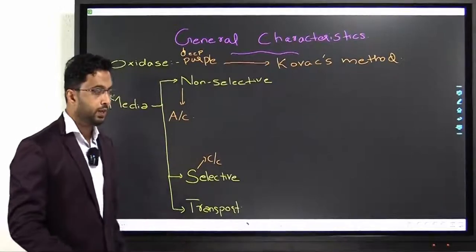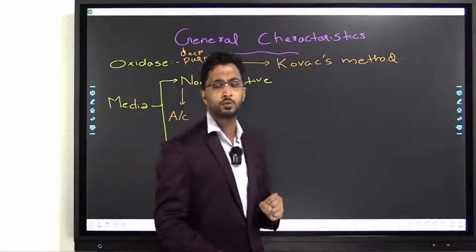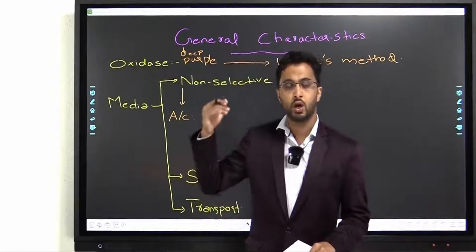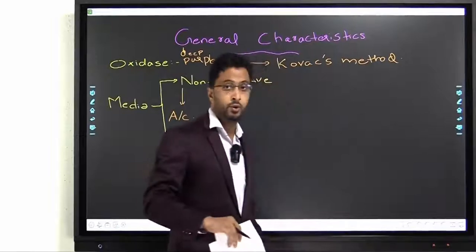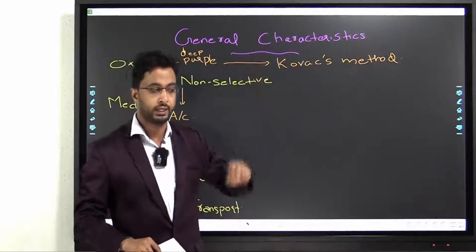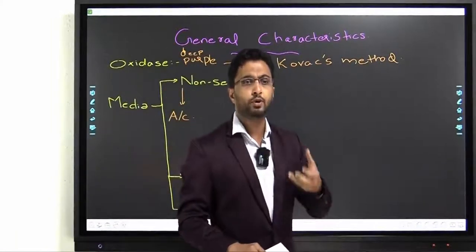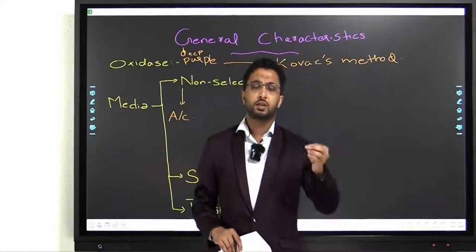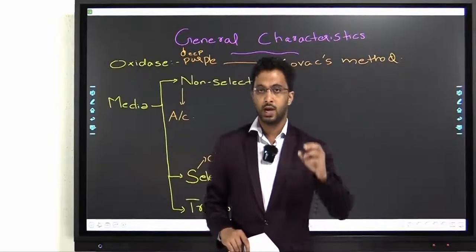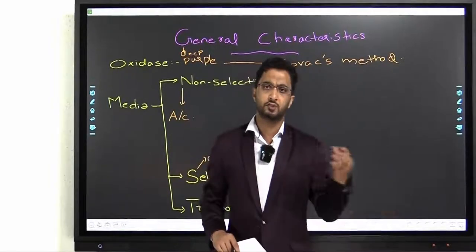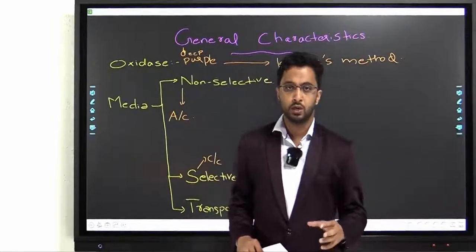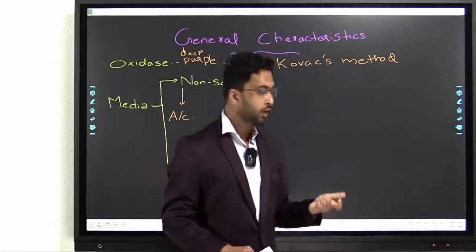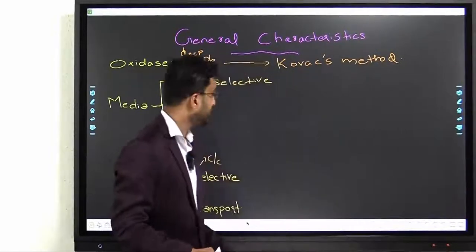Now, transport media, what is the importance? Why do you need a transport media for Neisseria, whether it's gonorrhoeae or meningitidis? It's common for both. Because both of them die immediately outside the body. They are strict human parasites and can't survive outside the body. So if you're not plating or culturing right away and need to transport them, you need to go for a transport media.